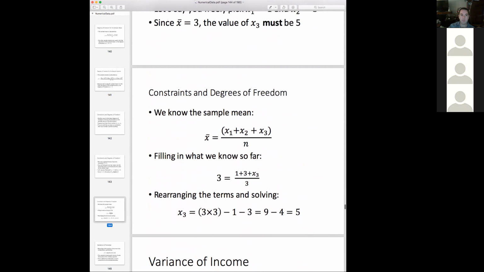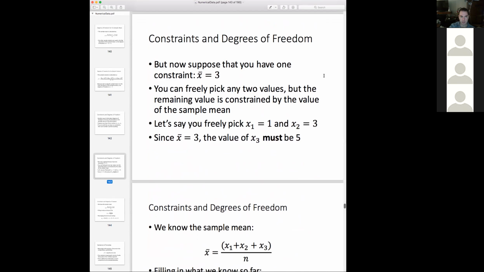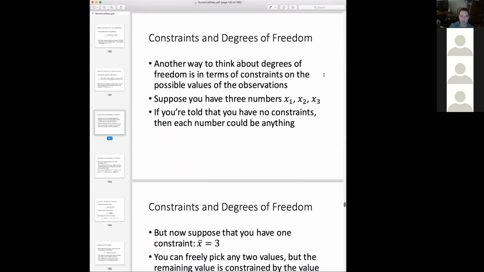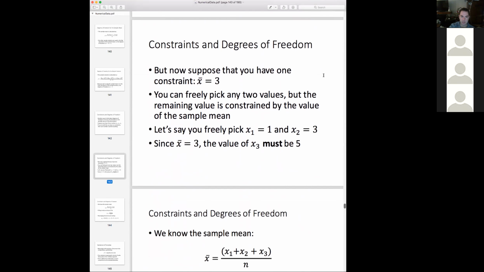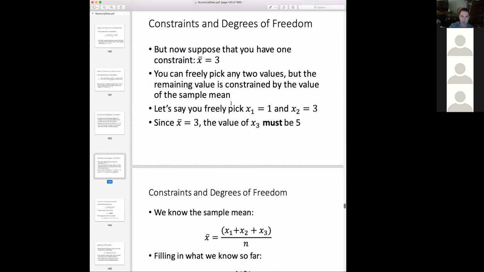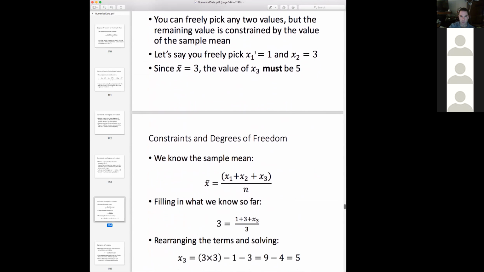Basically, we have a constraint on one of the variables here, and this exercise is explaining that. Suppose you have 3 numbers and you have a constraint that the mean is equal to 3. You can freely pick any 2 values, but the remaining value is constrained by the value of the sample mean. So let's say the first number is 1 and the second number is 3. Well, since the mean is 3, the value of that final number must be 5, because you have to add them all up and divide and get 3.